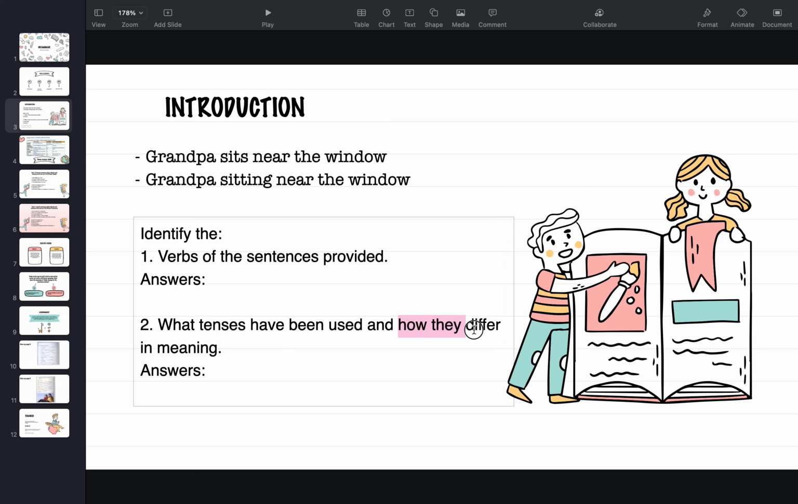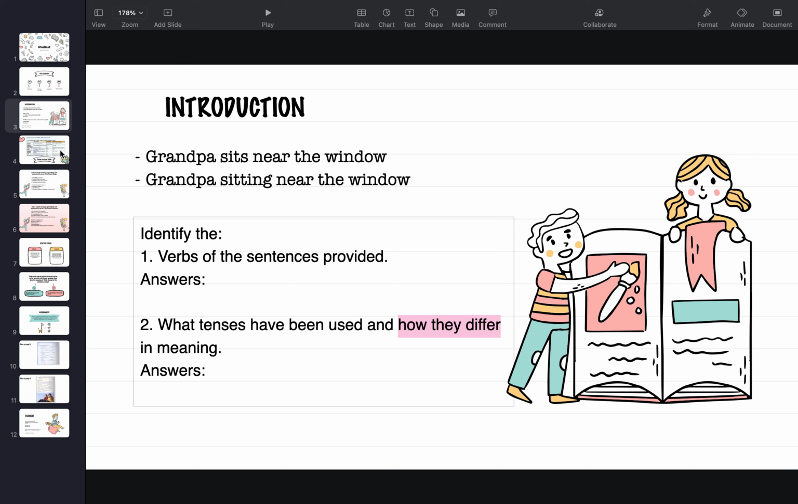Okay, maksud dia. Contohnya, Grandpa sits near the window ni maksud dia macam mana, and Grandpa sitting near the window maksud dia macam mana. Apa yang menyebabkan dia berbeza? Okay, please tell me. Write this in your book and also the answer. This is your warmer activity.